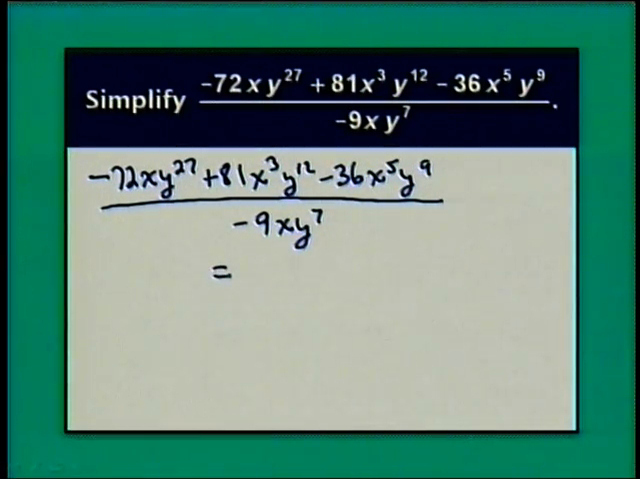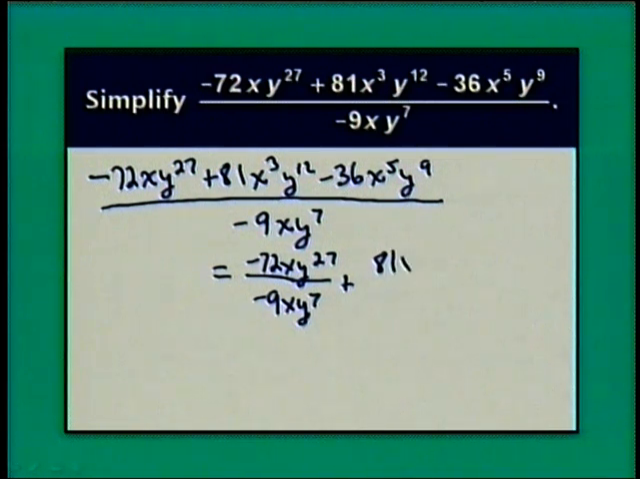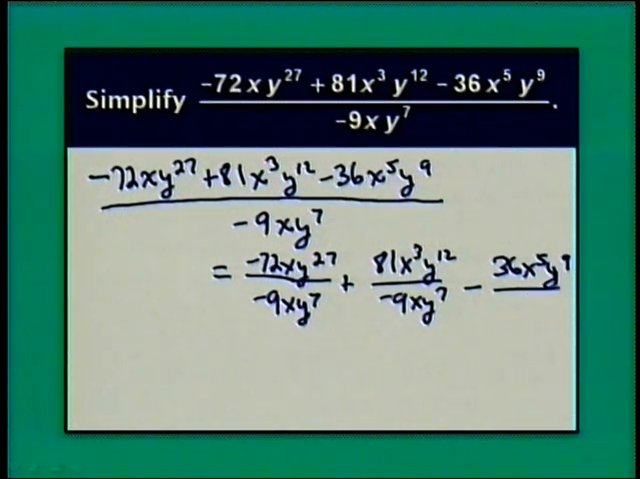So let's do that. When I do that, I'm going to have -72xy to the 27th divided by -9xy to the 7th, plus 81x cubed y to the 12th divided by -9xy to the 7th, minus 36x to the 5th y to the 9th divided by -9xy to the 7th.